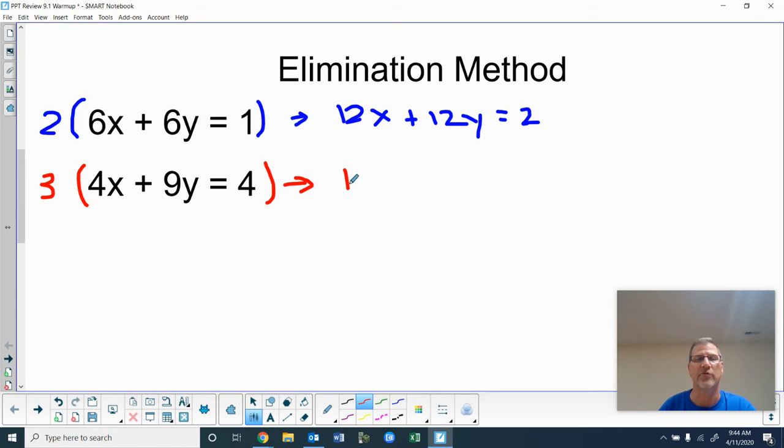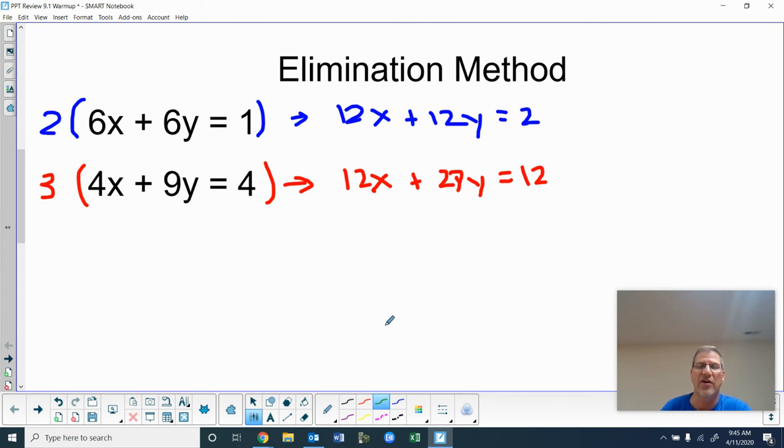And then 3 times 4x is 12x. And 3 times 9y is 27y. Oops, 27y. And 3 times 4 is 12. So everything multiplied by 3 in the bottom, everything multiplied by 2 in the top. So I got a 12x top and bottom now. That's the one that's going to get eliminated.